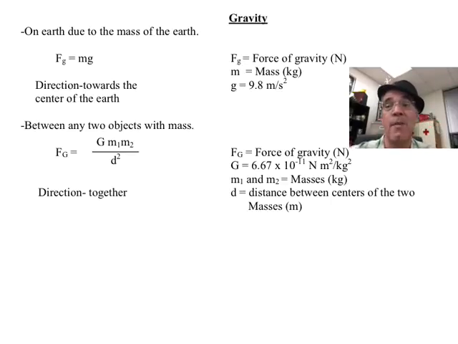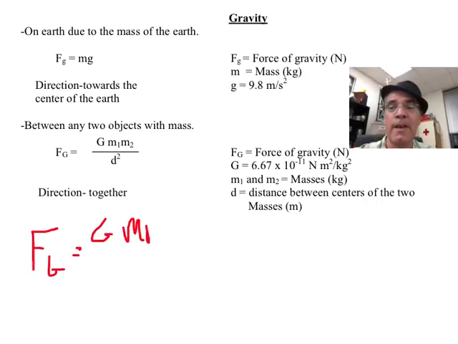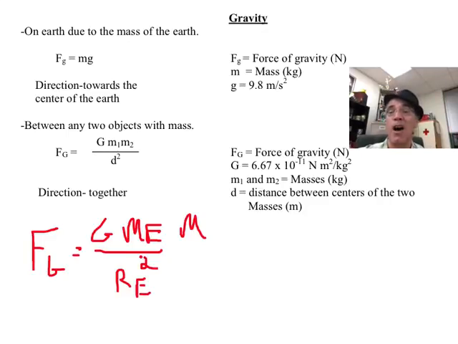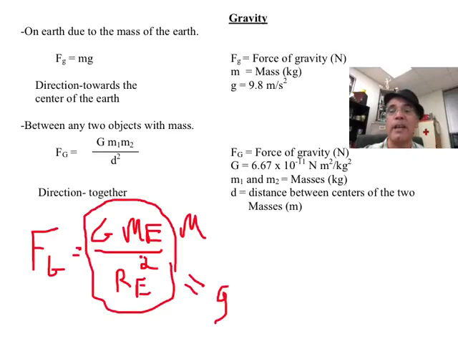One more quick thing on this. It turns out these formulas are actually the same. If I took my F big G formula and put in G times the mass of the Earth times any other mass, divided by the radius of the Earth, which is essentially the distance between the centers, squared. Notice all of this together equals little g. So essentially we're taking a pretty complicated equation, the big G equation, and making it simpler because we want to use it a whole lot of times. And the mass of the Earth and the radius of the Earth aren't changing, so we get a nice easy number, 9.8.